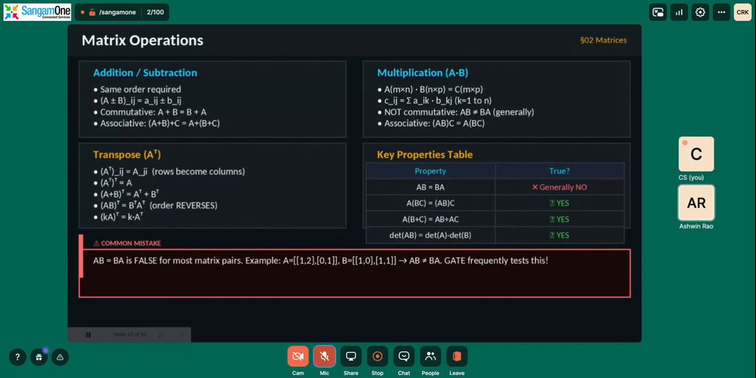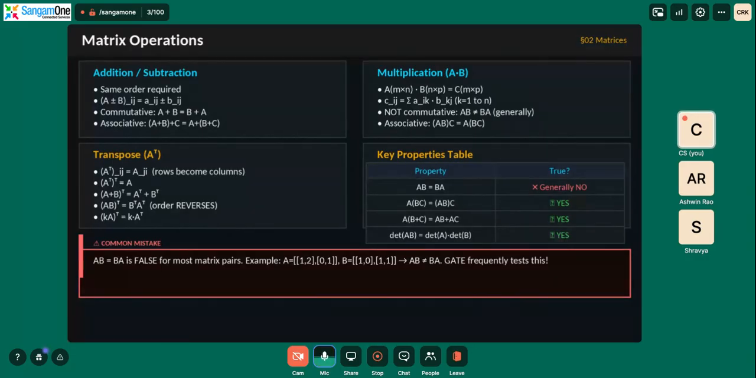The common mistake is that A into B is equal to B into A, which is false for most matrix pairs, because the result changes when the multiplication order changes. This is the most important property that the GATE exam frequently tests. So what you are saying is A into B is not the same as B into A. Yes, sir. Consider a matrix A and a matrix B. If the multiplication order changes and B comes first, it completely changes the values inside the resulting matrix.